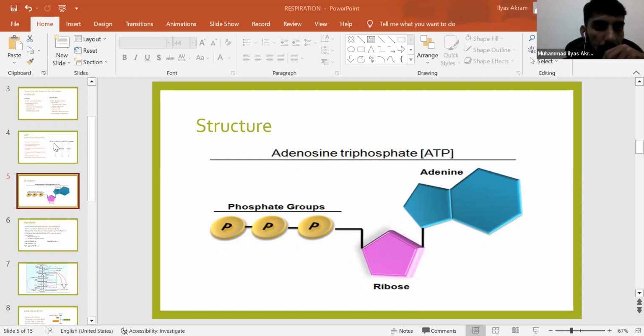Okay. So we were reading about the structure of adenosine triphosphate. Here is a nitrogenous base adenine, and this is the 5-carbon ring of ribose, and this is the phosphate bond. 3 phosphate atoms are connected in a chain. So when they combine with each other, they make a molecule that is called adenosine triphosphate.